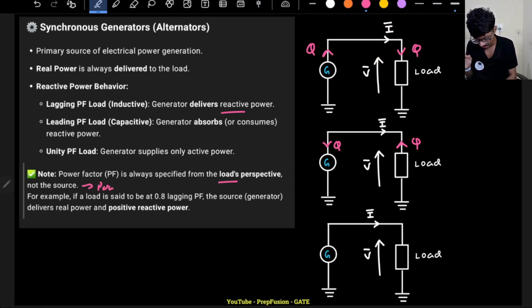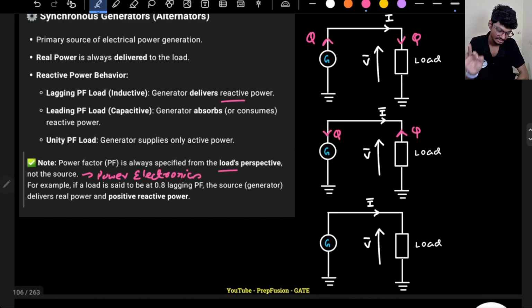In power electronics, there is a term known as source power factor, but that is a very far-fetched topic. I don't want to discuss that now. But in machines you don't have to worry about source power factor. In power systems as well, you don't have to worry about source power factor. Just in power electronics you have to worry about that.